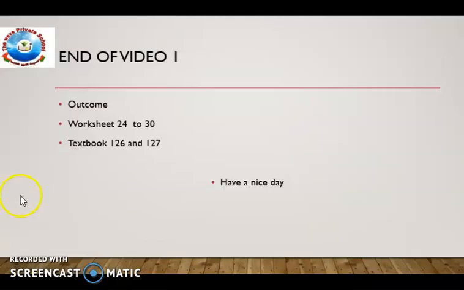After that video, these are the outcomes. You have to do pages 24 to 30 and textbook pages 126 and 127 by yourself. You have to do it, and that's it.